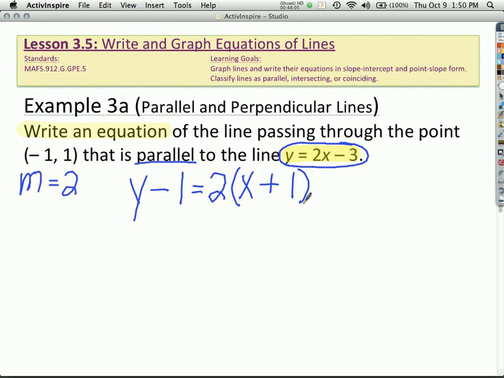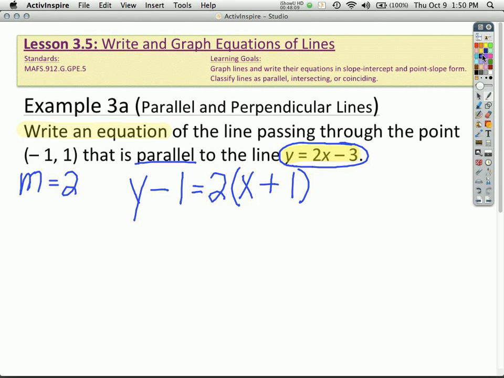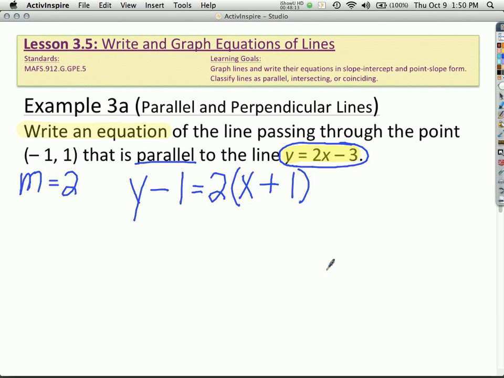Does anyone have any questions on how we did that? What if I now wanted to take this equation and write it into slope-intercept form? What could I do now? What could we do now to write it in slope-intercept form?